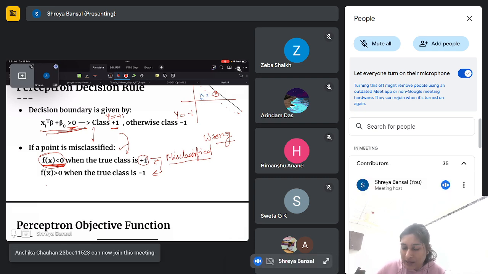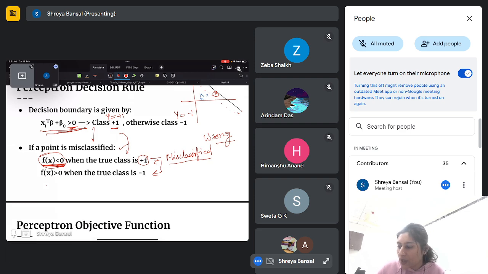The actual thing. If the function value is positive, the class is +1. Let's say the function value is positive, so the class is +1. If the function value is negative, the class is negative. If I just multiply these two things, which value will I get? Here, will I get positive or negative?